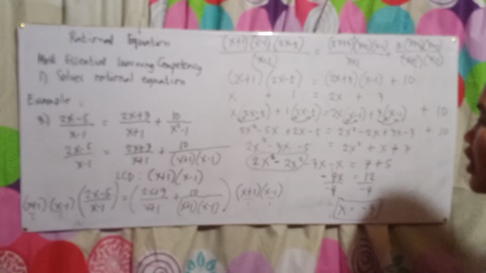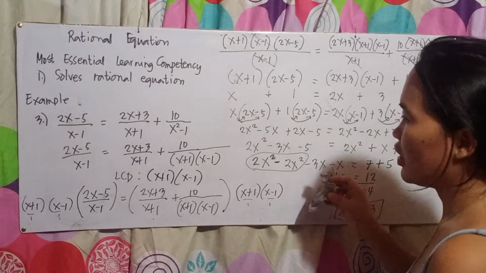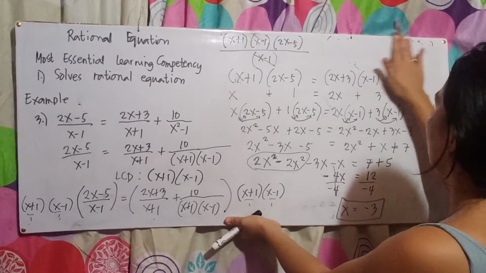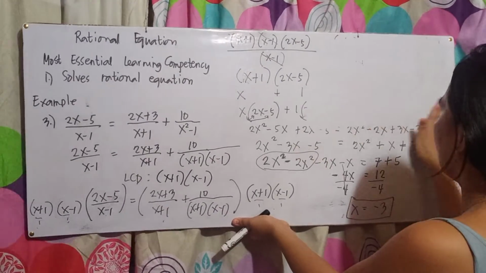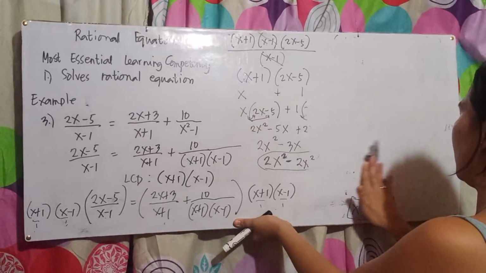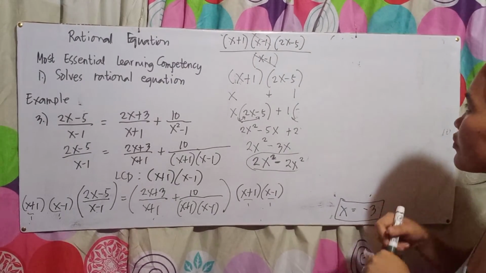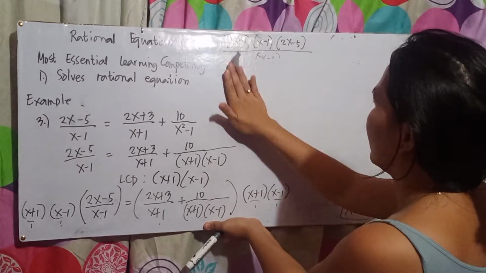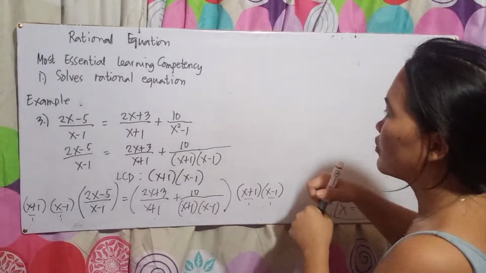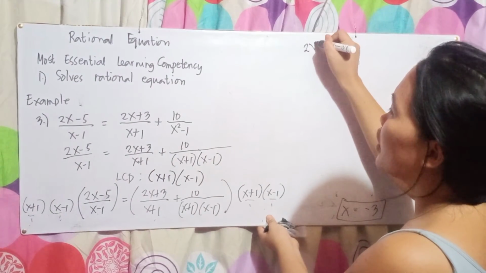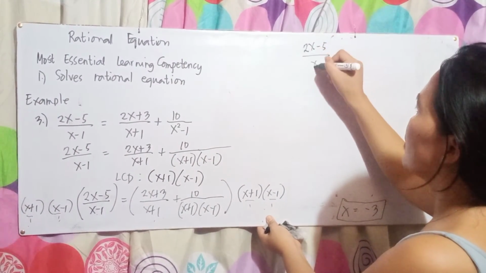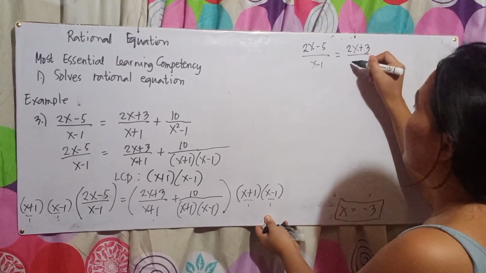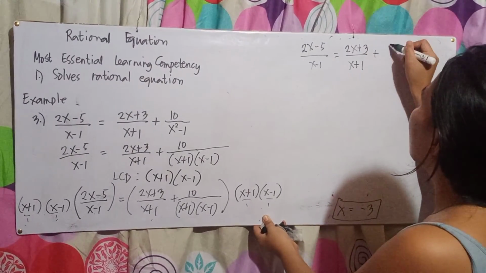Okay, so now we check. So, 2x minus 5 over x minus 1, 2x plus 3 over x plus 1, plus 10 over.